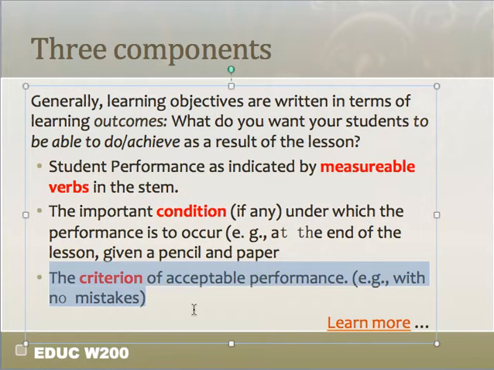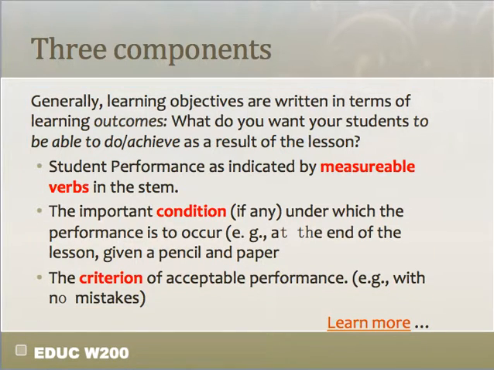And then the last being the criterion. What's actually going to make this acceptable performance? So they don't have any mistakes or they do a very great oral presentation. And again, it has to be a lot more specific than that usually. Rubrics are usually a great way to measure projects. And if it's something like a multiple choice test, then that becomes a lot more narrow.